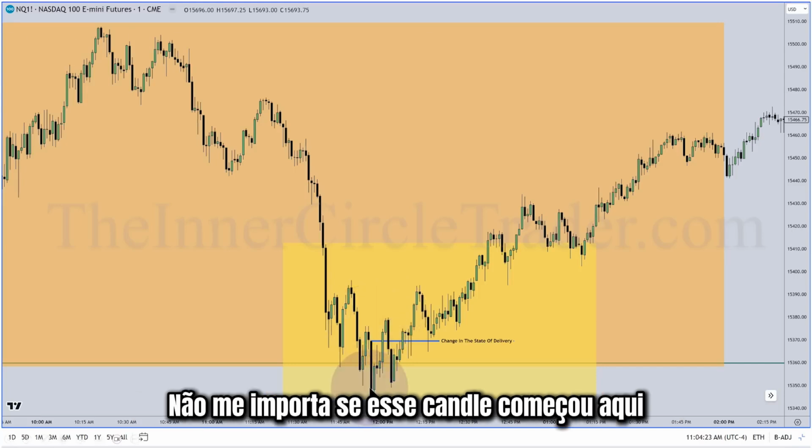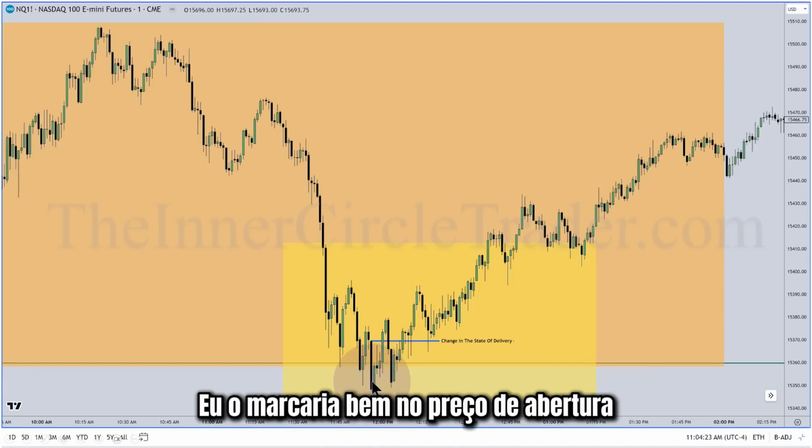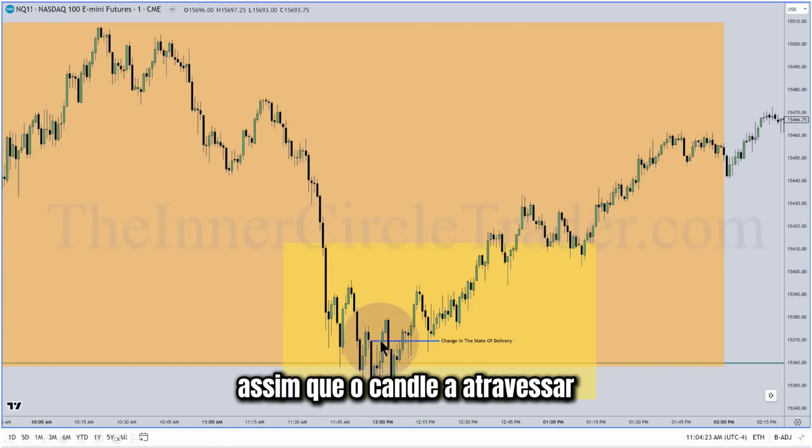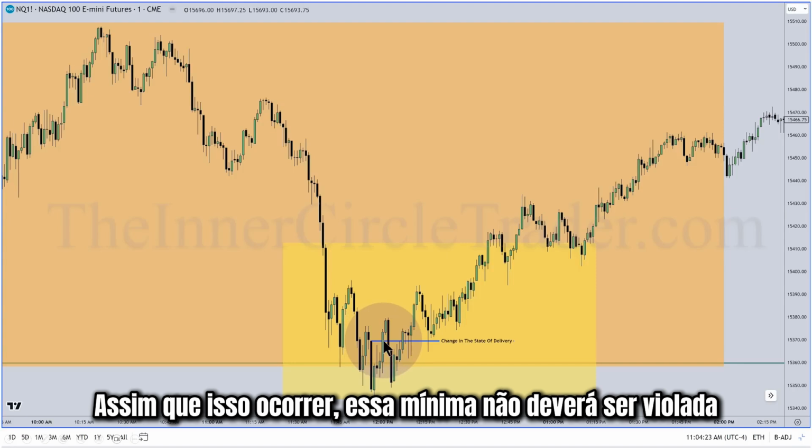I don't care if this candle started here, it opened here and went down, or if it opened here and went down. I would draw it right on the opening price. This becomes a bullish order block as soon as that candle crosses it, the opening price. That's the change in the state of delivery. As soon as that occurs, this low should not be violated.